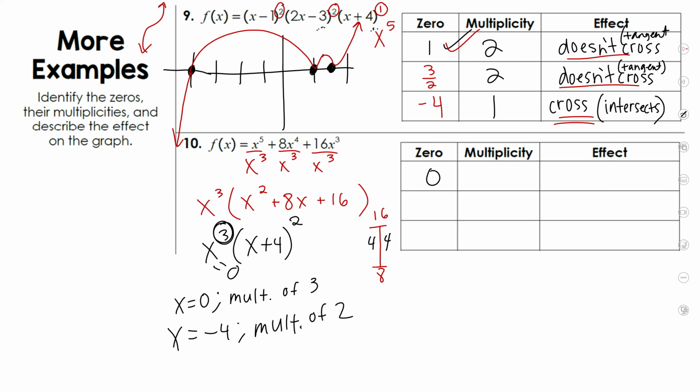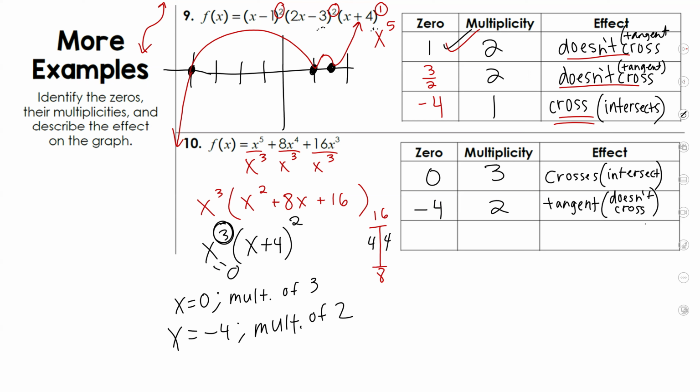You got 0 and -4. The multiplicity was 3 and 2. So guys, if it's odd, what do you do? Yes, it crosses. That word is intersects. It intersects, right? A street is where they cross each other, an intersection. Okay, 2, what do you do? It's tangent, which means what? It doesn't cross. Did you guys sketch it on your paper?